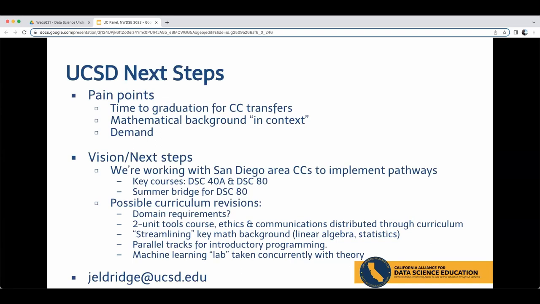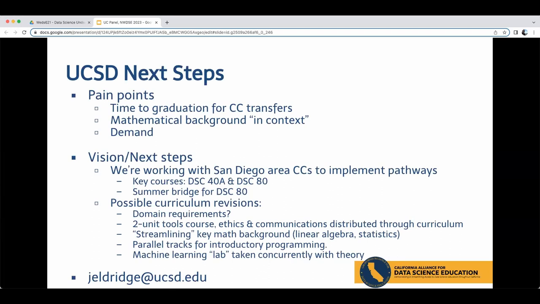And then I say mathematical background and context. So this is things like multivariate calculus and linear algebra. Students see it once in the math department, but in a very general context. We want to provide it in a data science context, so we need to keep coming back to it and provide that context.